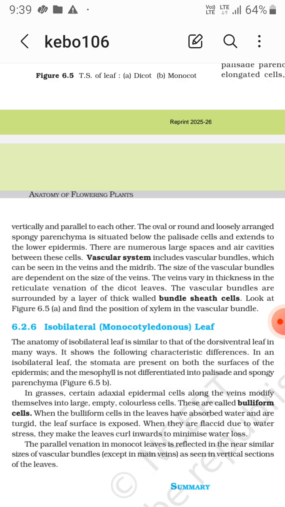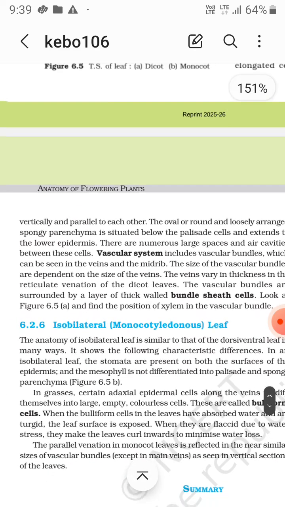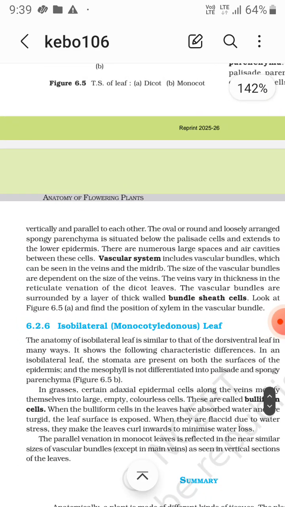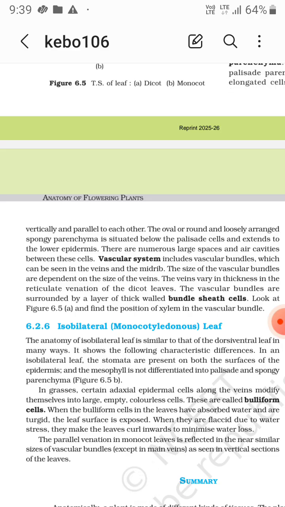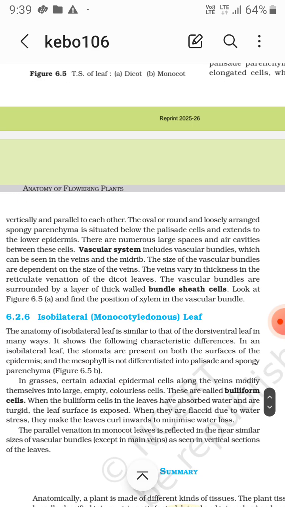Now the third system, that is the vascular system, includes vascular bundles which can be seen in the veins and the midrib, right? The size of the vascular bundles depends on the size of the veins. The bigger the vein, the bigger the vascular bundle. The veins vary in thickness in the reticulate venation of dicot leaves. Monocot leaves have parallel venation. So in reticulate venation the veins vary in thickness, and so do the vascular bundles.